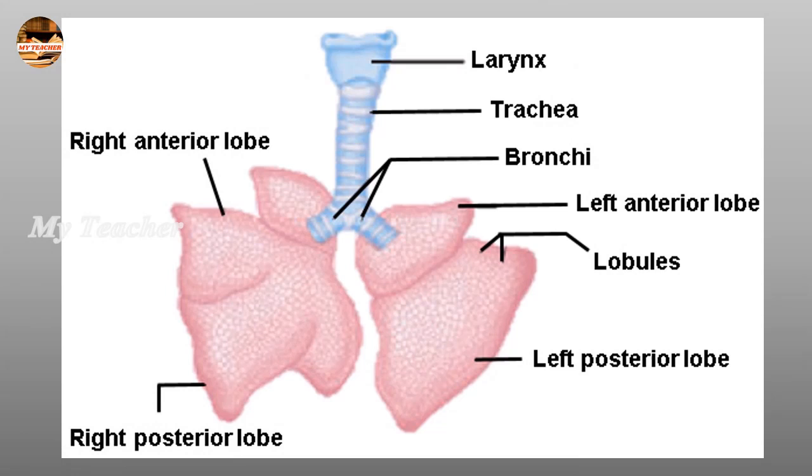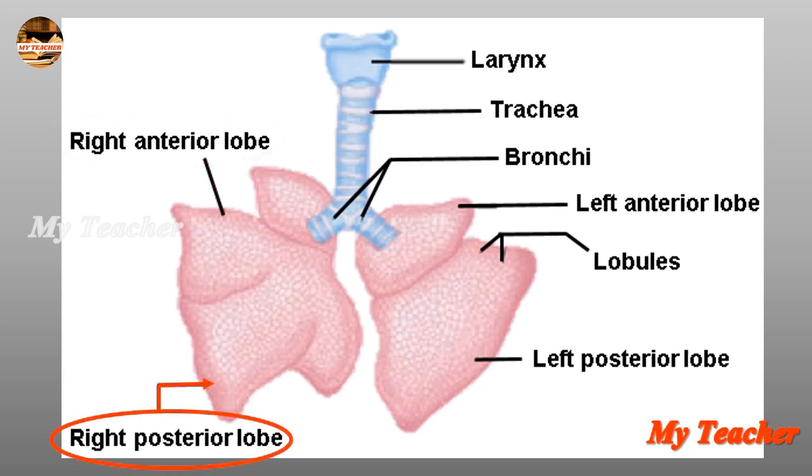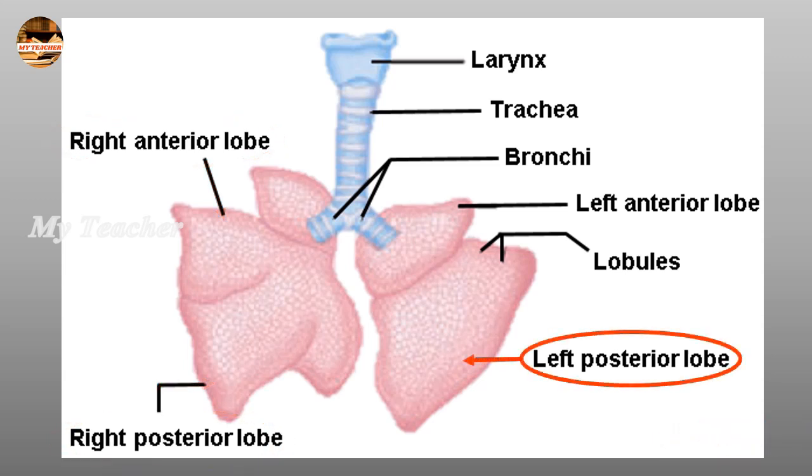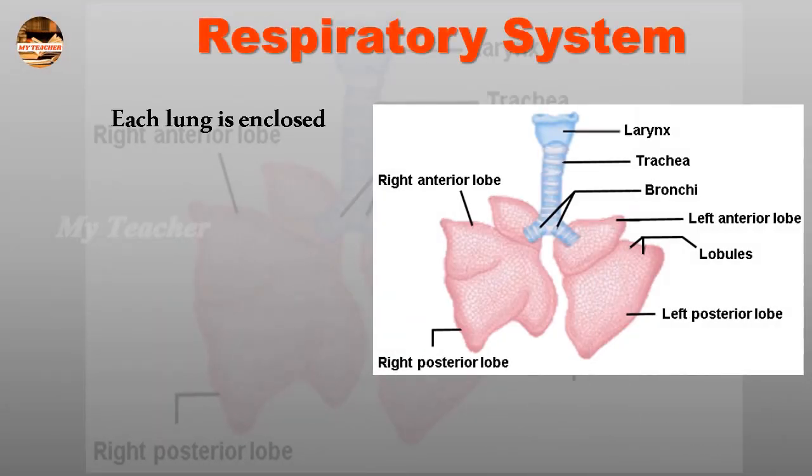Have you ever seen the model of a lung? Sponge tissues present in the lungs are very nice to see. Now see the diagram of lungs of rabbit. You can see larynx, trachea, the branches bronchi, then left anterior lobe, lobules, then right anterior lobe, then right posterior lobe and left posterior lobe. What is the covering of lungs? You know, it is pleura.